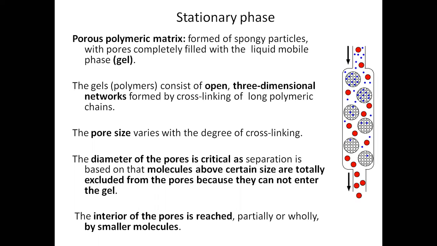And the gel polymer consists of open three-dimensional networks formed by cross-linking of long polymeric chains. The pore size varies with the degree of cross-linking, and the diameter of pores is critical, as separation is based on that: molecules above a certain size are totally excluded from the pores because they cannot enter the gel. The interior of the pores is reached partially or wholly by smaller molecules.